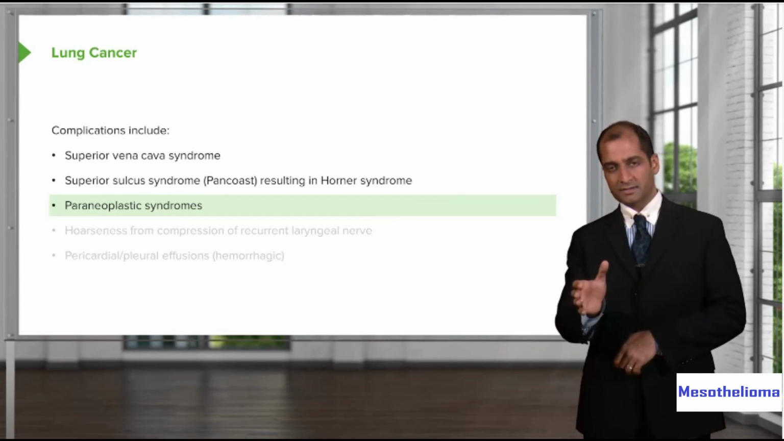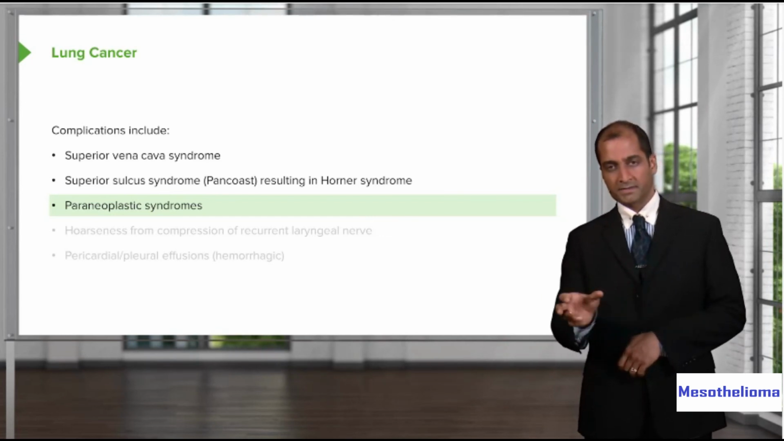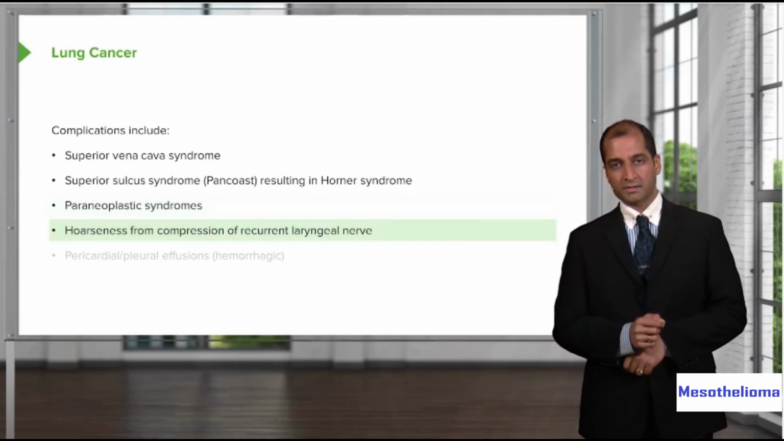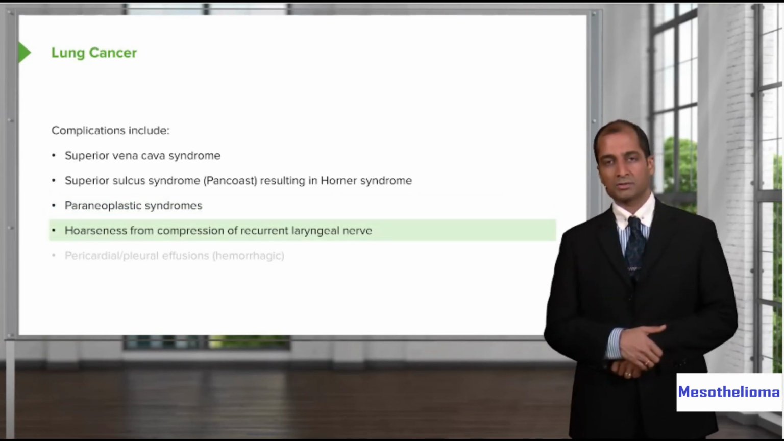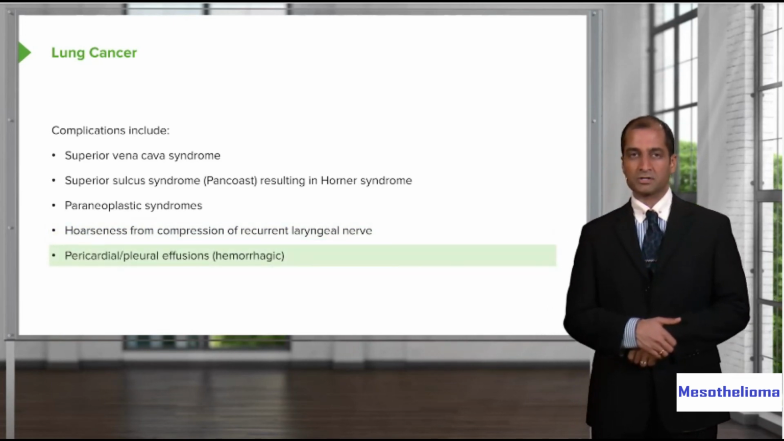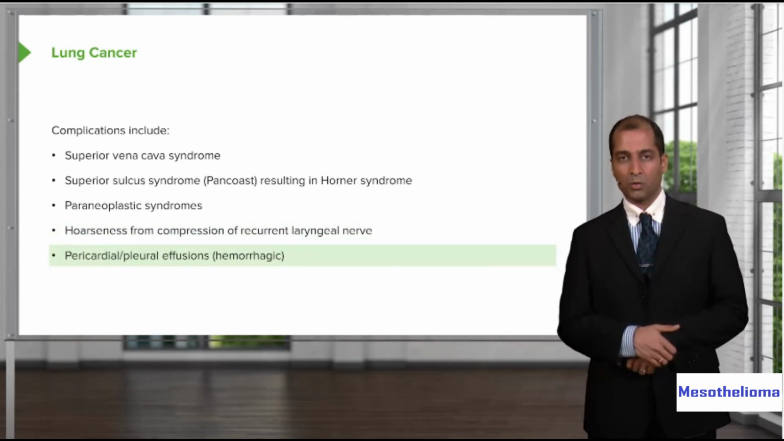You tell me about ADH and ACTH: small cell. If it's PTH-RP, it'll be squamous cell. Hoarseness, how's this occurring? Doc, I'm having a hard time. Well, this is going to be recurrent laryngeal nerve. And as far as effusions are concerned, those will be hemorrhagic or bloody, either pericardial or pleural.